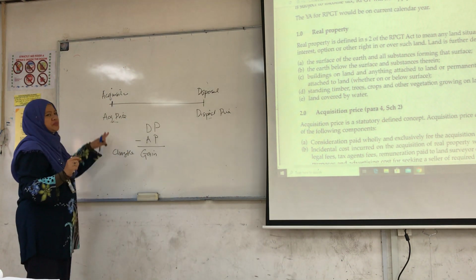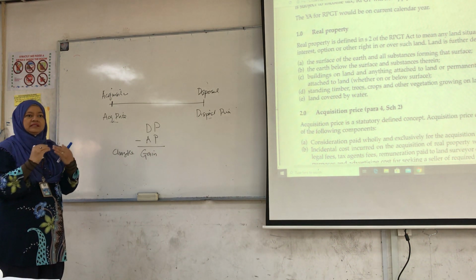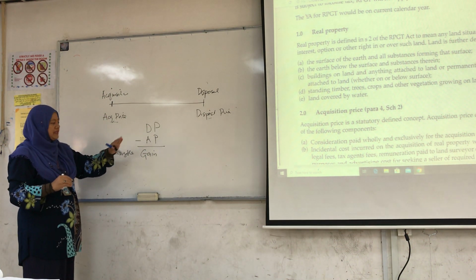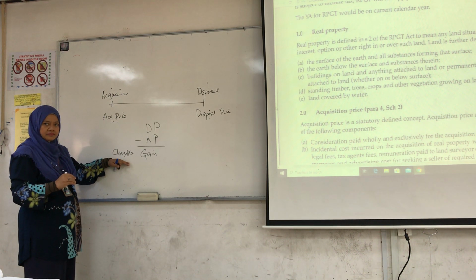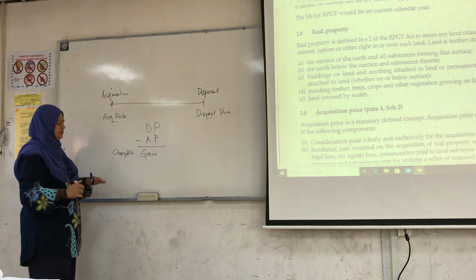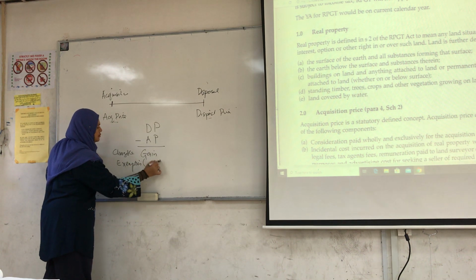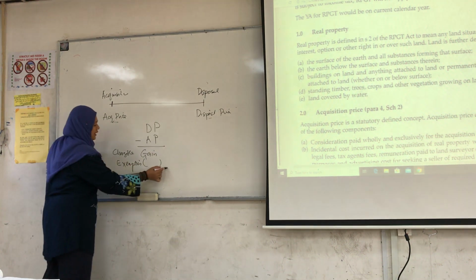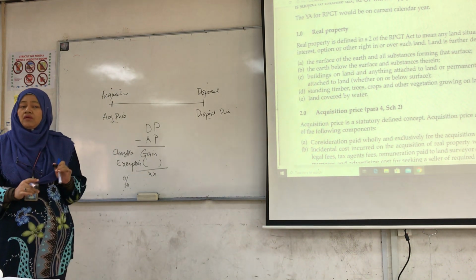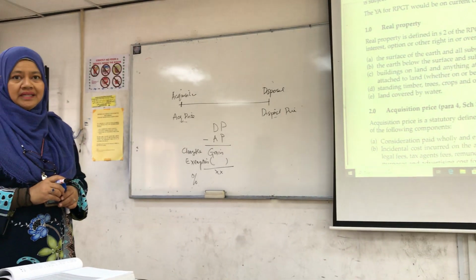So we talked about acquisition price. What do you mean by acquisition price? You have to follow the law. So acquisition price is made up of this, and this. So at the end of the day, what you do is you compare your acquisition price and your disposal price. You get your chargeable gain, and then there will be some kind of exemptions given. Exemption is given as a deduction. Whatever you have here, the balance, you times by the RPGT rate. So overall, it's all about computation of your RPGT payable.